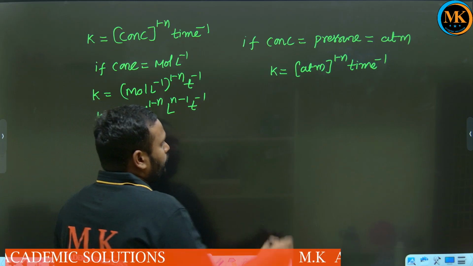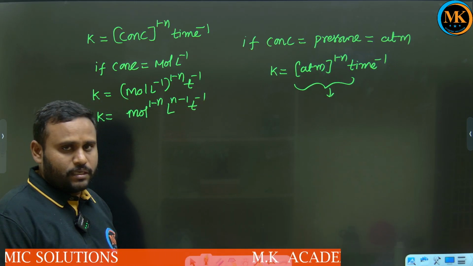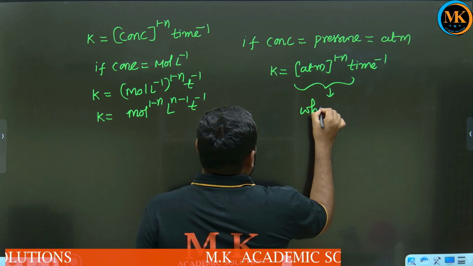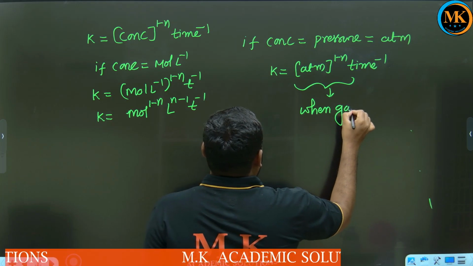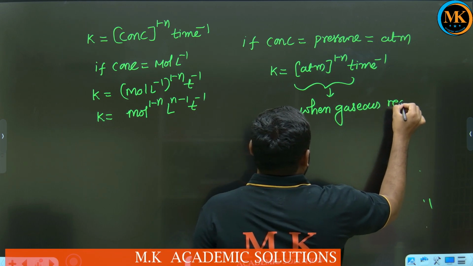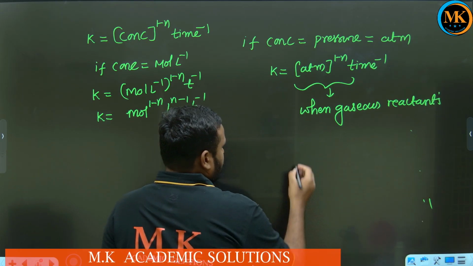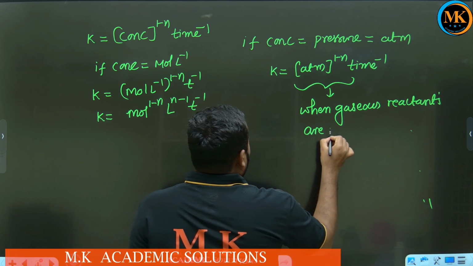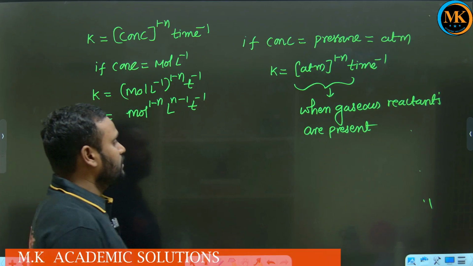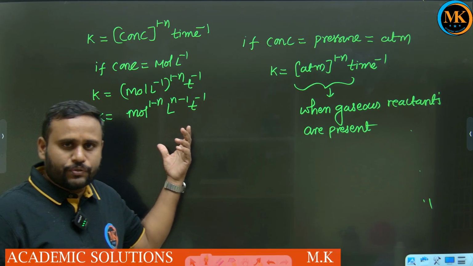We use these units when gaseous reactants and products are present. When gaseous reactants are present, we take this relation, and in the remaining cases we generally take the other unit.